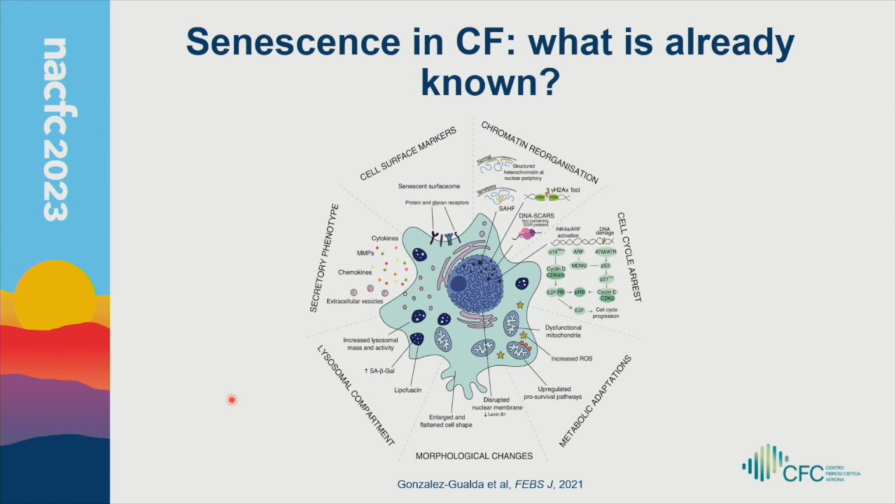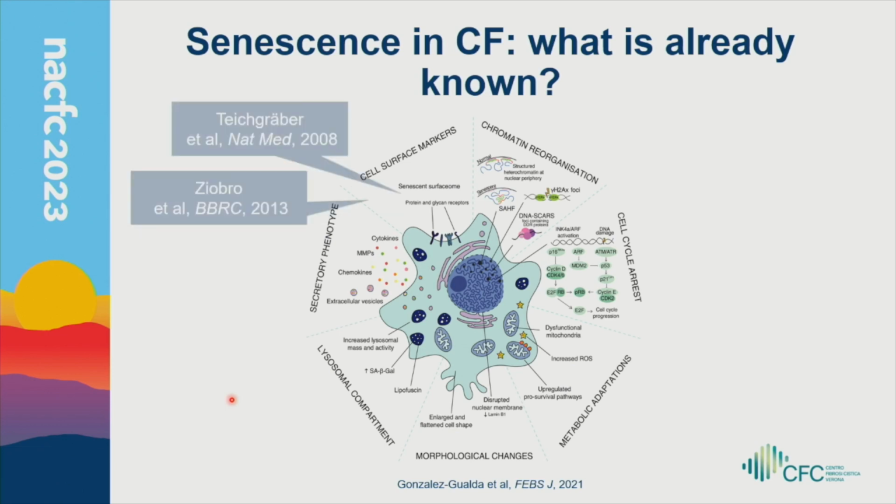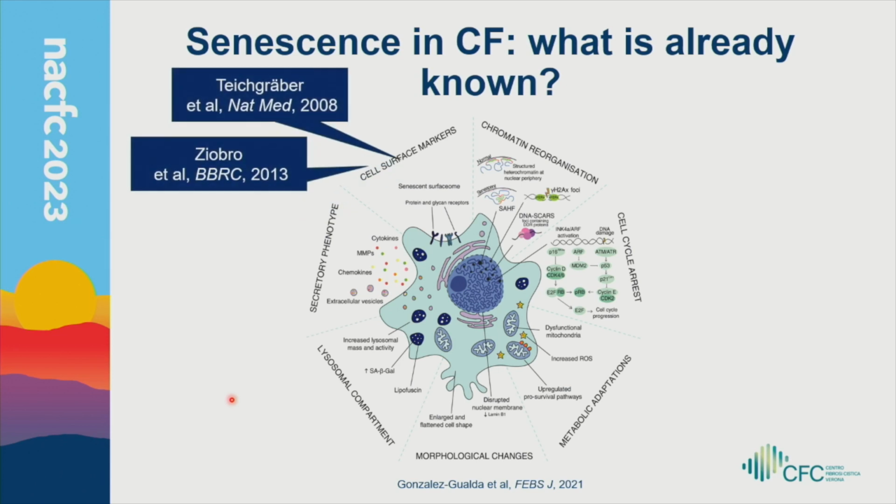And looking at what is already known in cystic fibrosis linked to senescence, we can see that, for example, some cell surface markers, including ceramide, are upregulated. Ceramide is upregulated in cystic fibrosis, and ceramide is a senescence biomarker.